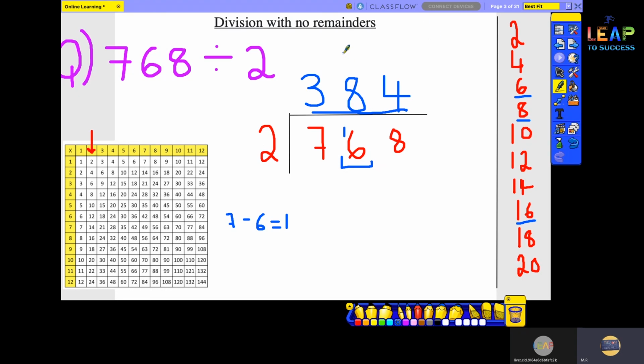Okay, this is how to divide with no remainders. I hope that's been useful for you.